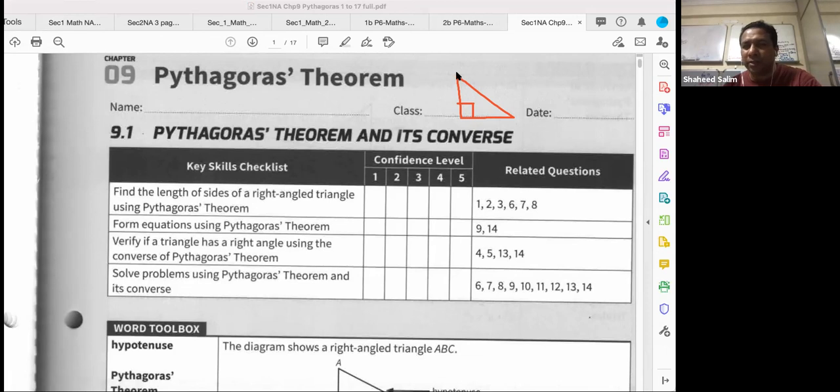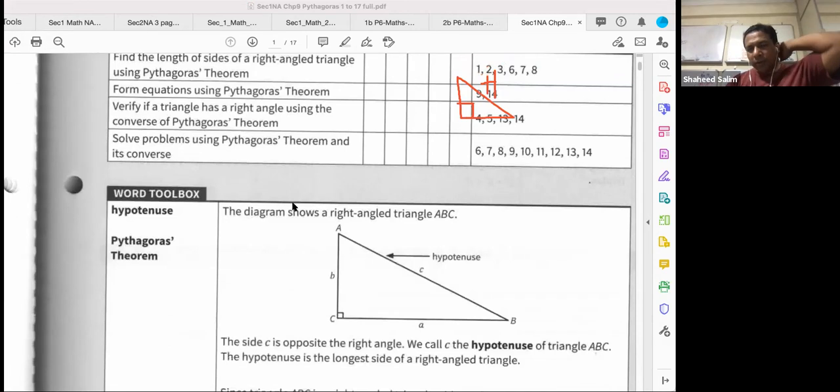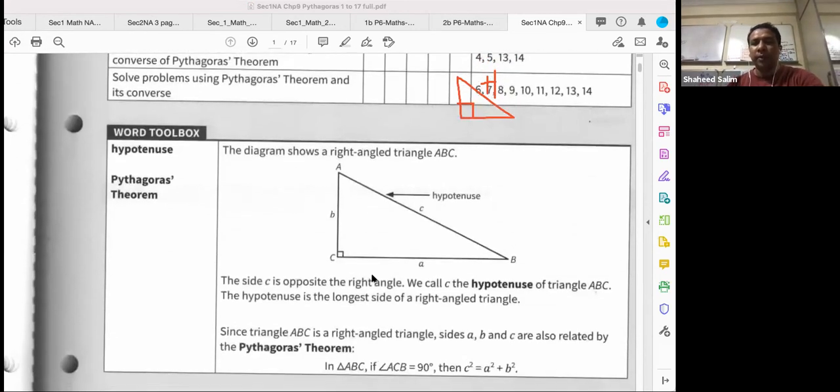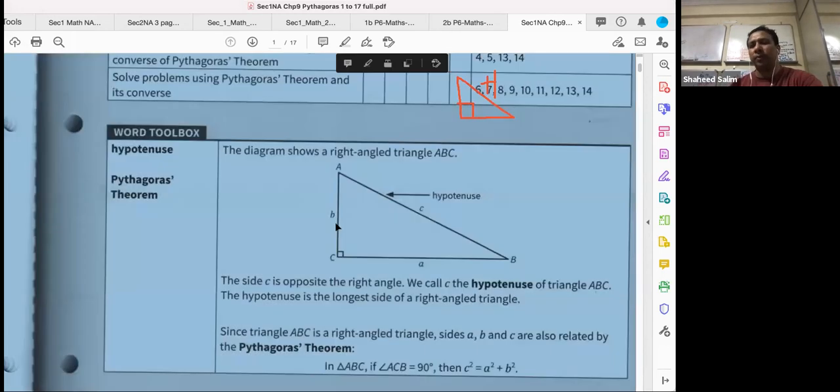So there's three sides. One side is called the hypotenuse. The other sides you can call whatever you want. You can call A, B or whatever. So what does the formula say? The formula says that this C, when you square this, is equal to A squared plus B squared.